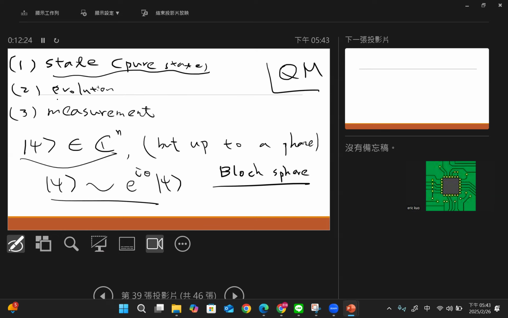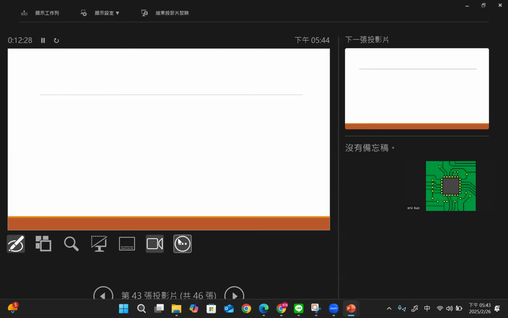And the second axiom is evolution. So let me just go into evolution. This is simple, I think everyone knows. In quantum mechanics, the evolution is described by a so-called Hamiltonian. So let me just write something. This is basically a postulate.